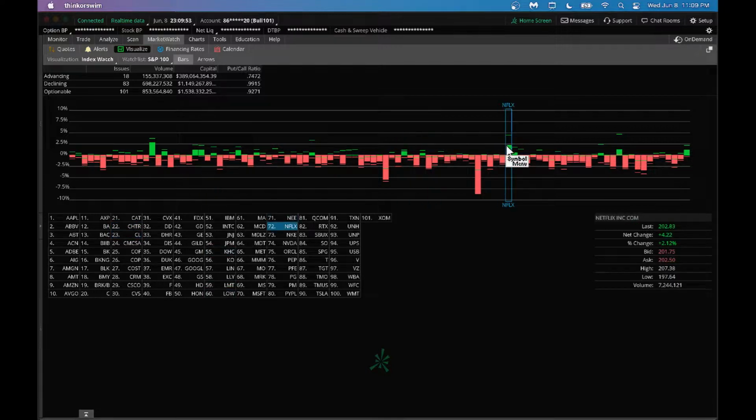We got one more here. Netflix is up in today's market, which is good. Looks like Netflix is bottoming now. It's going higher. And then you got one more here, ExxonMobil, which is the energy name, going higher.